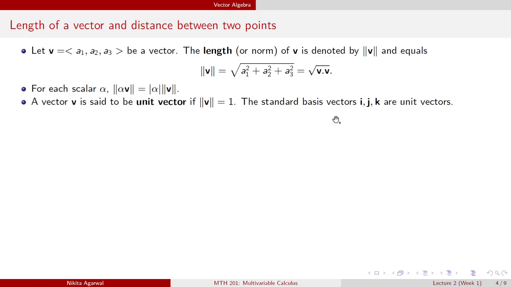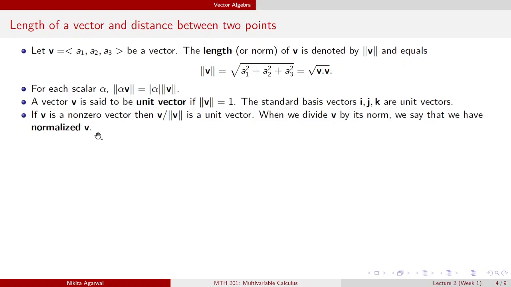So the standard basis vectors that we defined, you remember i was 1, 0, 0, j was 0, 1, 0, and k was 0, 0, 1. They are all unit vectors because if you calculate their lengths, they are all equal to 1. Okay.